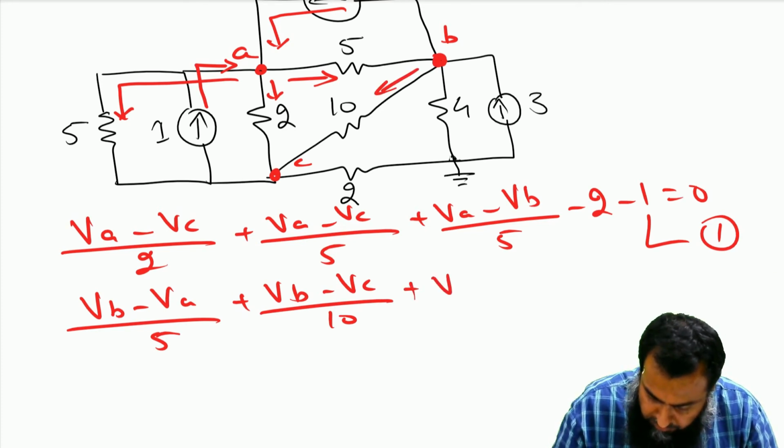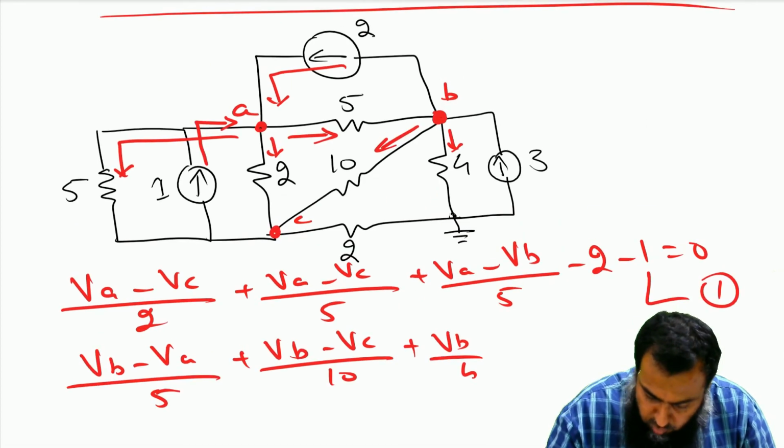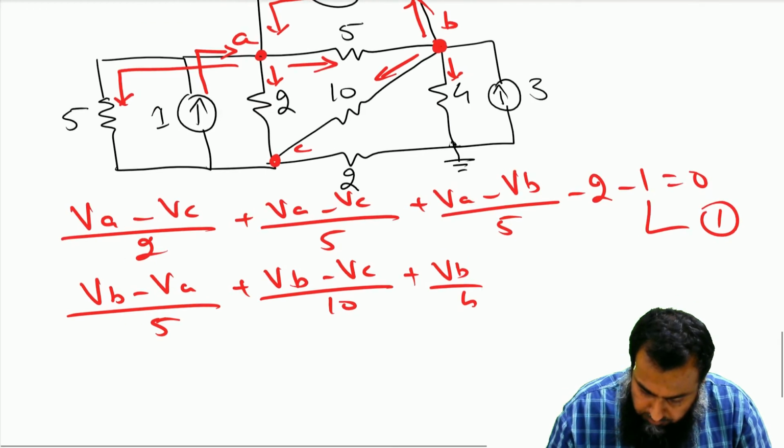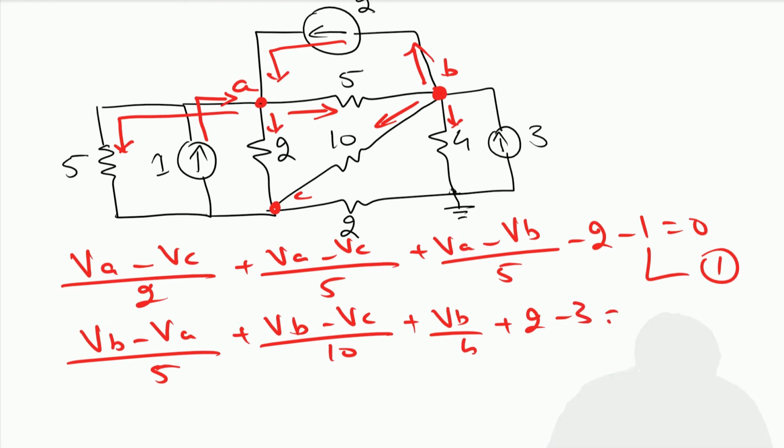Then we have VB over 4 for the current flowing here, and then we have this 2 ampere leaving this node. So I shall write this as plus 2 minus 3 is equal to 0, and this makes me equation number 2.